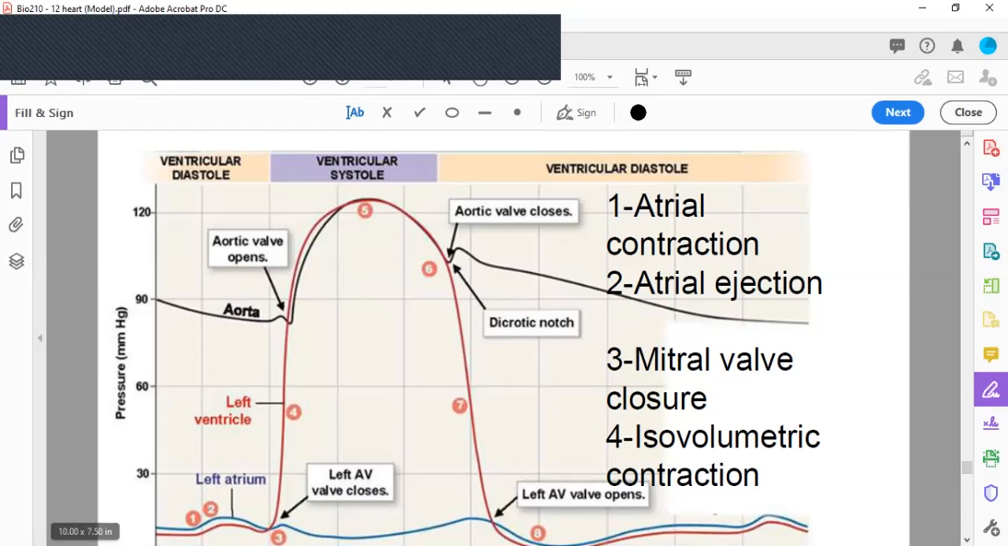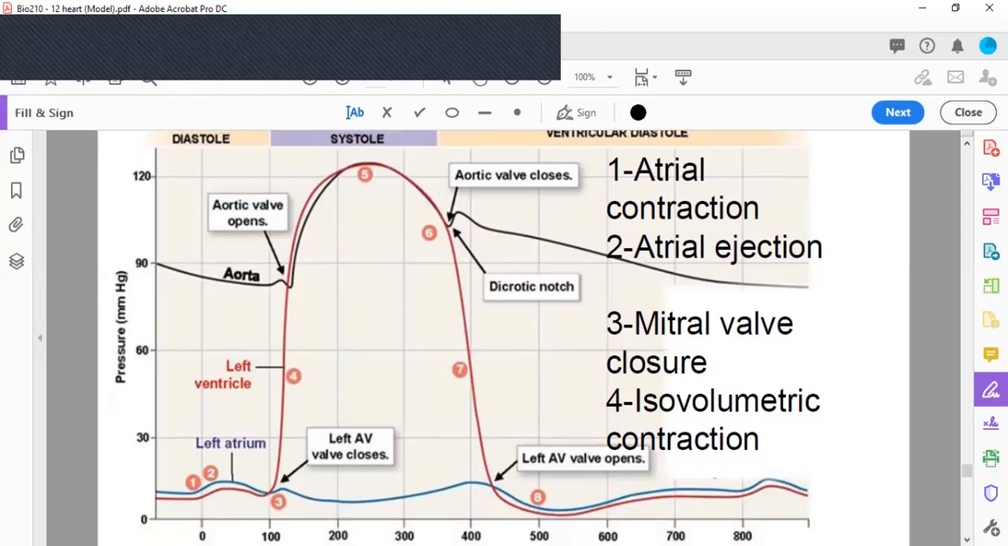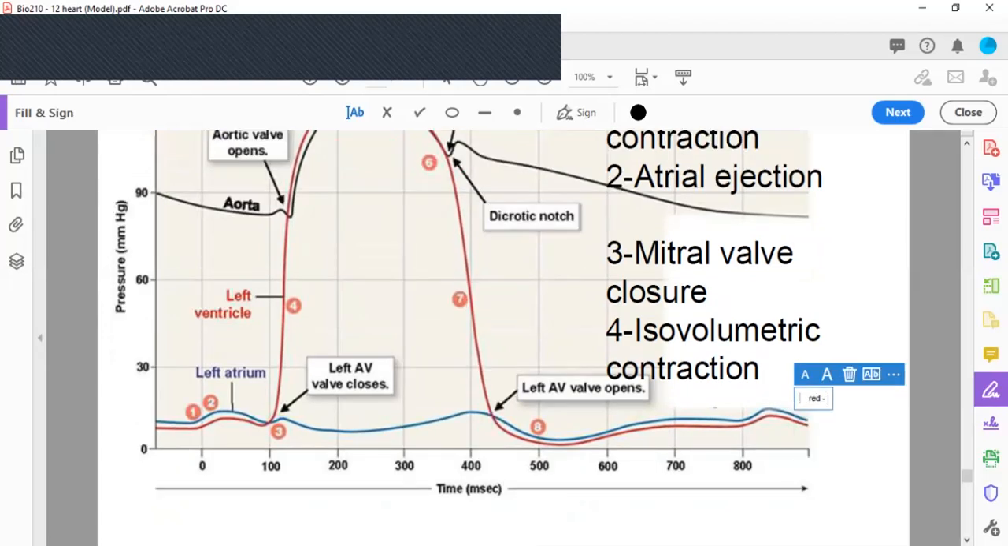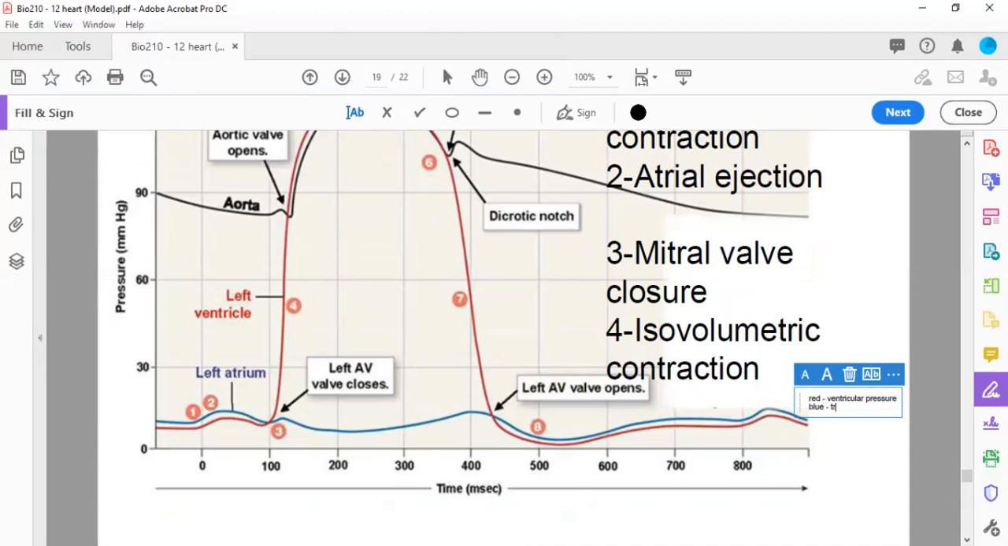Once again, I'm going to make a little note on the side. The red line represents what's known as ventricular pressure. The blue line represents what's known as the atrial pressure. The black line represents what's known as aortic pressure.